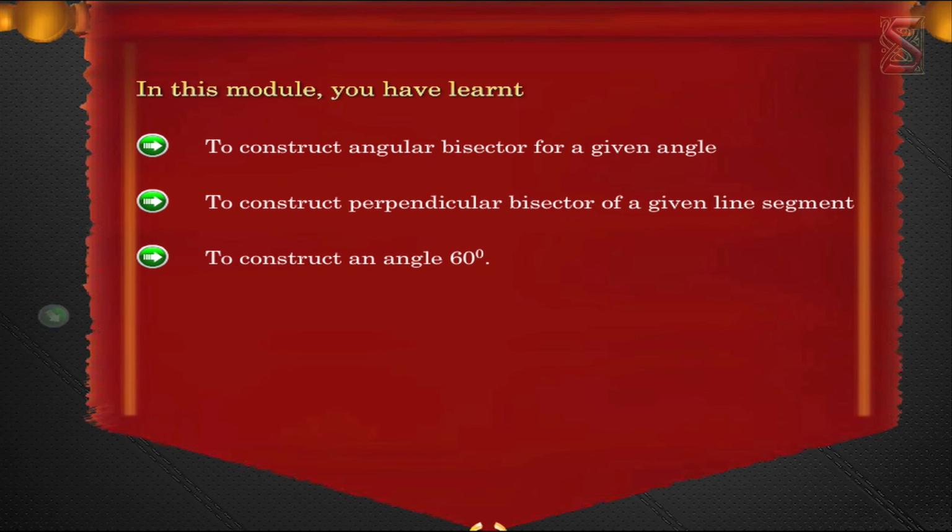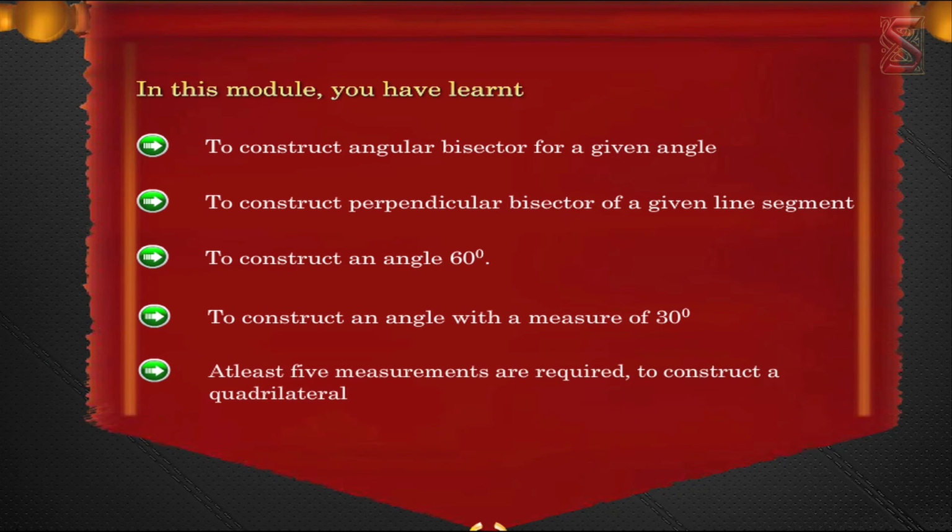(60 degrees). To construct an angle with a measure of 30 degrees, at least 5 measurements are required to construct a quadrilateral.